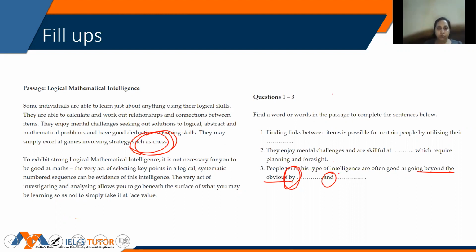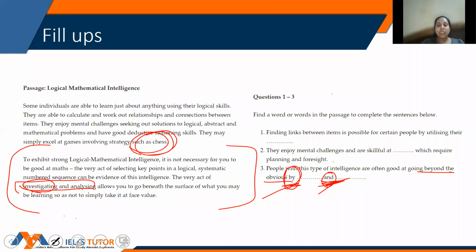So this will help us see where they have used and, or what we need to do by what. Yes, by investigating and analyzing. Exactly. This is the only option which has and. When two things are given, this is the location, and in this paragraph these are the two things we are talking about, and this relates to the statement as well. So by, and it is grammatically correct.